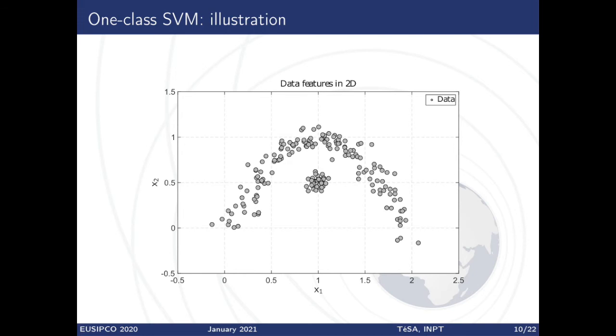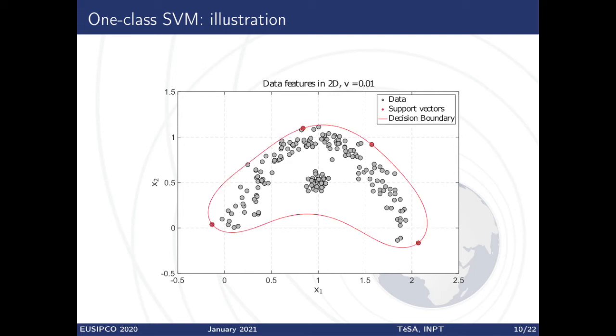So concretely, if you apply one class SVM to this synthetic dataset, so this is for a low value of nu. So as you can see, there are no training data outside the border. But when I increase the value of nu, I change the border to let more and more data outside the decision function.